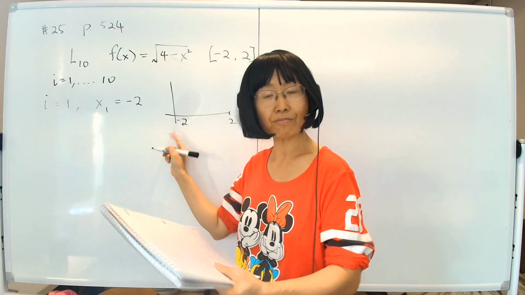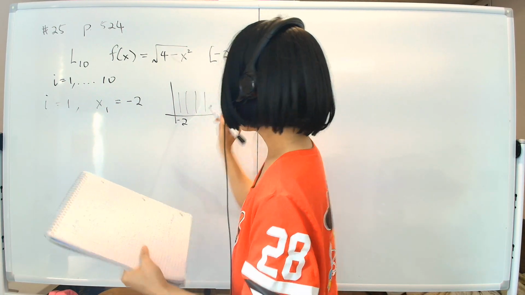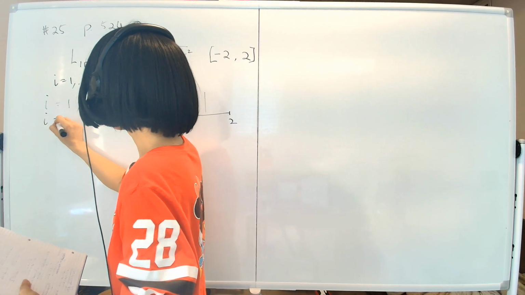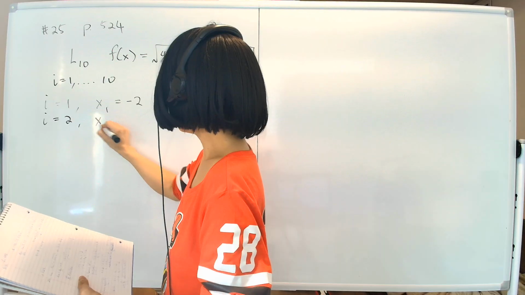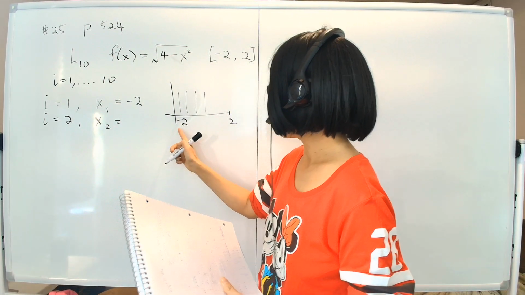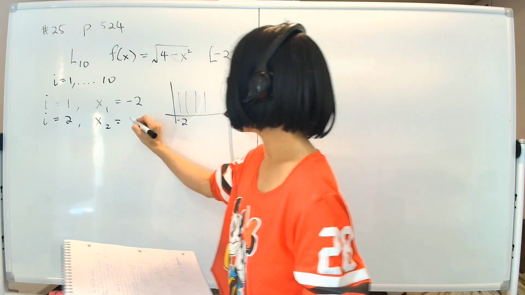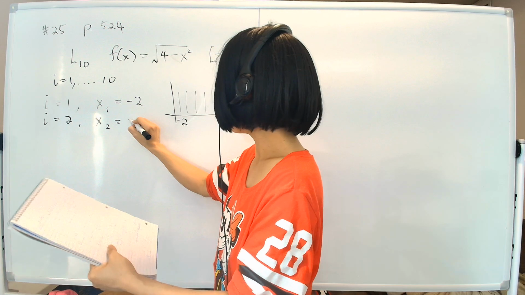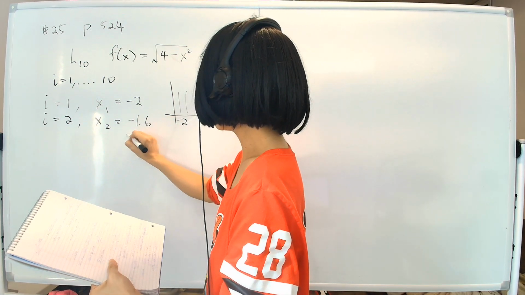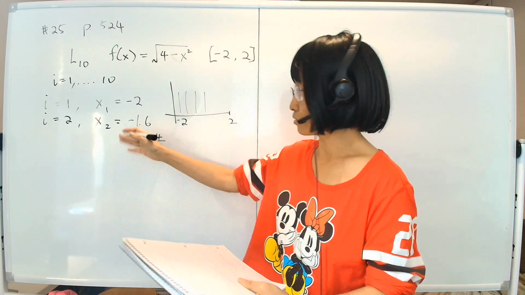That's the first point of our cutting, okay? We're going to be cutting this thing, right? And then when i equals 2, then x2 will be equal to what? Well, it's from -2 to 2, so the whole length is 4. And it will increase each time by 4 over 10. So it will be -1.6, because it's equal to -2 plus 4 over 10. Okay? And so it'll go up to -1.6.